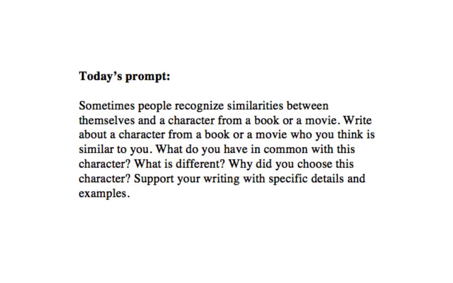Today's prompt. Sometimes people recognize similarities between themselves and a character from a book or a movie. Write about a character from a book or movie who you think is similar to you. What do you have in common with this character? What is different? Why did you choose this character? Support your writing with specific details and examples.